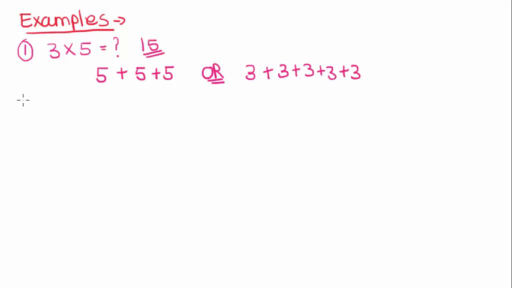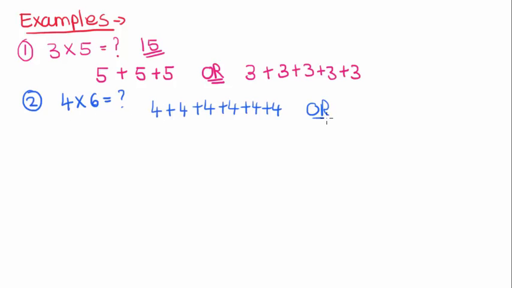Let's do another example. Let's say you want to find what 4 times 6 is equal to. Again, you can think about multiplication as a repetition of addition and add 4 to itself 6 times, or add 6 to itself 4 times. Either way, you will get the same answer of 24.